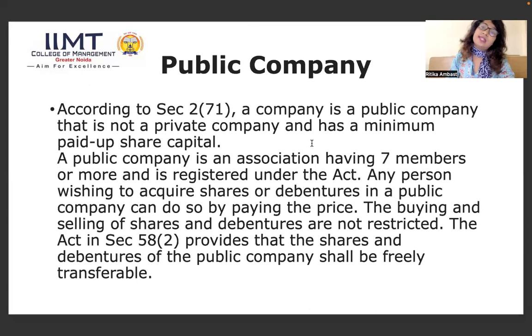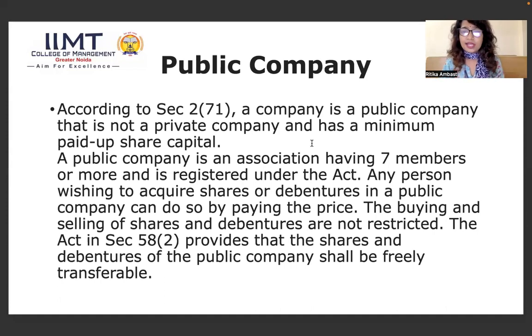First type is a public company. According to subsection 71 of section 2, a public company is a company that is not a private company and has a minimum paid up share capital. It's a very easy definition. What is a public company? One which is not a private company. If a company is not private, then it is a public company and it has a minimum paid up share capital.